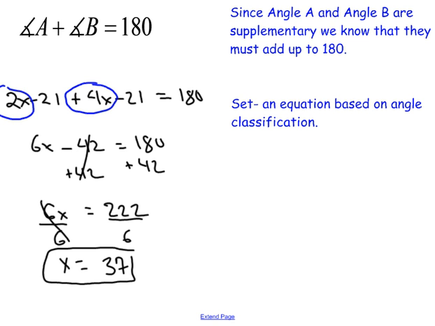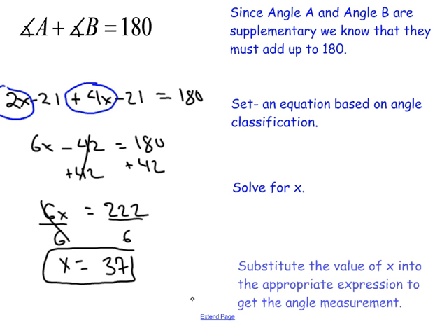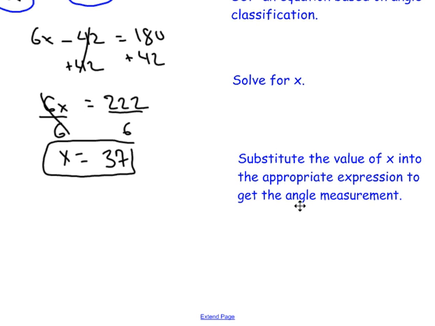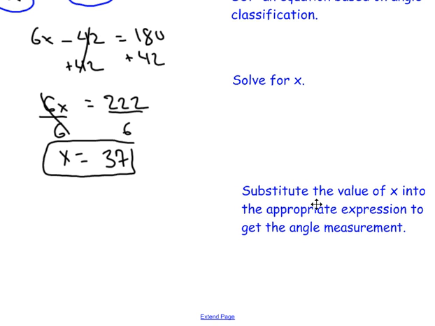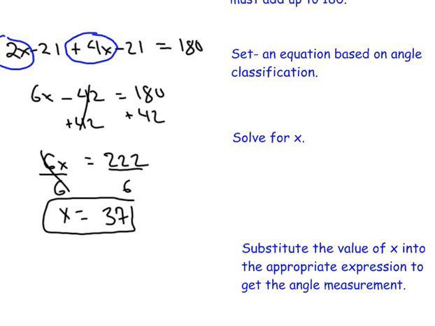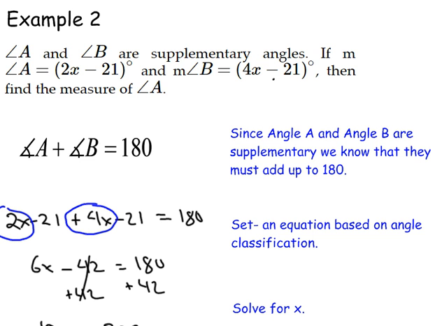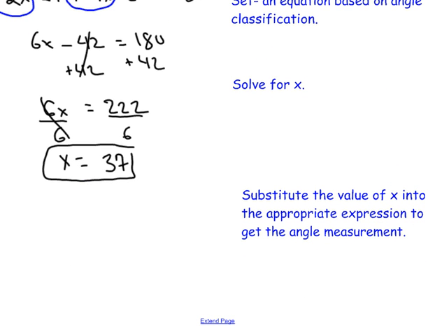Okay, so after you set up the equation based on the angle classification, you want to solve for x. But look, we're still not done, because we have to substitute the value of x into the appropriate expression to get the angle measurement. So let's go back to the original problem. It said to find the measure of angle A. Angle A is 2x minus 21. So I'm going to write that. Angle A is equal to 2x minus 21.